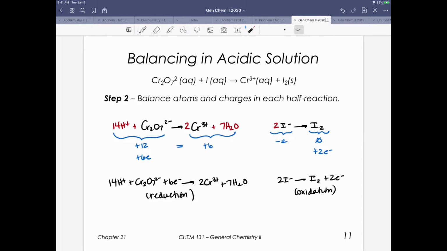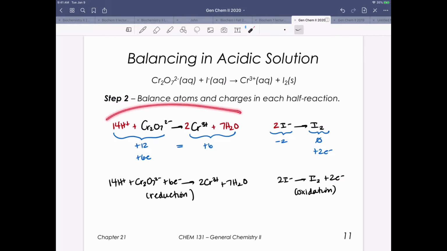If we want to balance this, I've got -2 on the left, I've got 0 on the right. I need to add 2 negative things on my right to get those charges to balance. So that means this is going to be my oxidation reaction because I'm putting electrons on the right side of the equation. Once I rewrite my oxidation half reaction here, it's going to be 2I- goes to I2 plus 2 electrons. That one was pretty straightforward, not a lot to it.